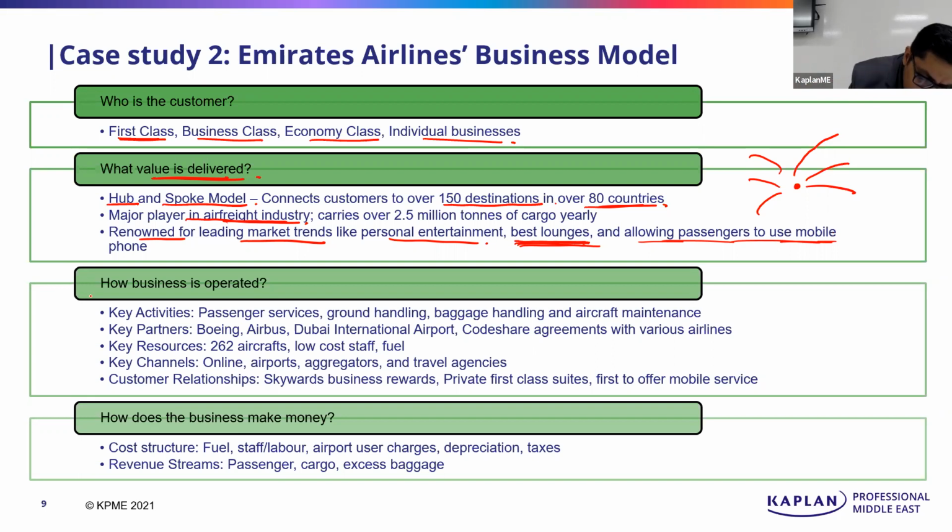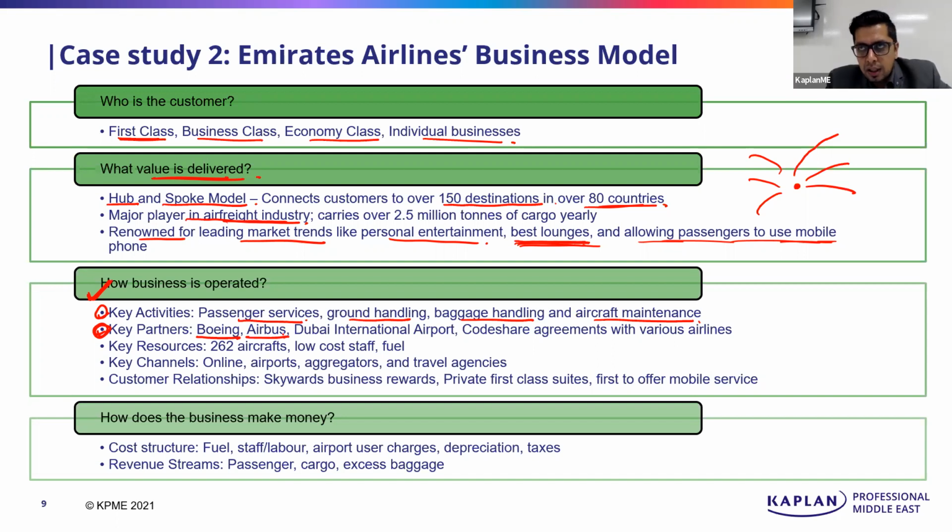Now, how does the business provide value to the customers? The key activities involve passenger services, ground handling, baggage handling, aircraft maintenance. This is how they cater to their customers. Their key partners obviously include Boeing and Airbus. One important thing about Emirates Airlines is that they only use these two types of aircraft, Boeing and Airbus, whereas other airlines use a variety of aircraft.